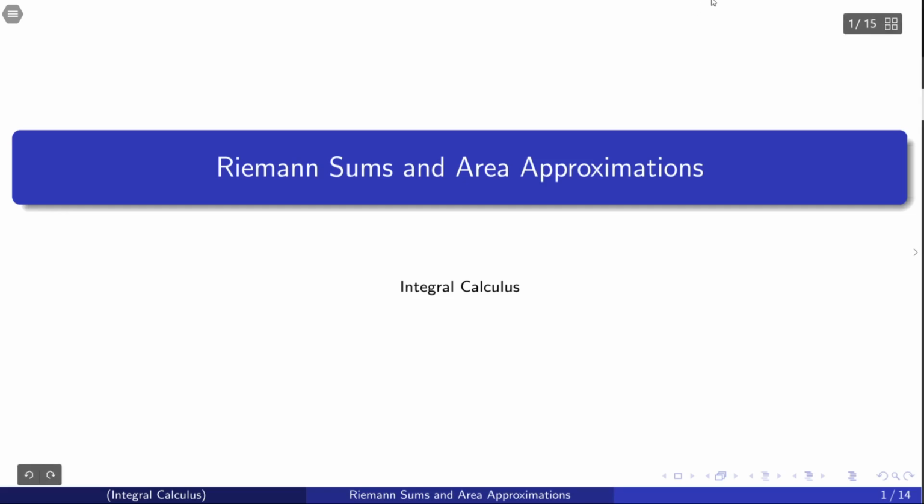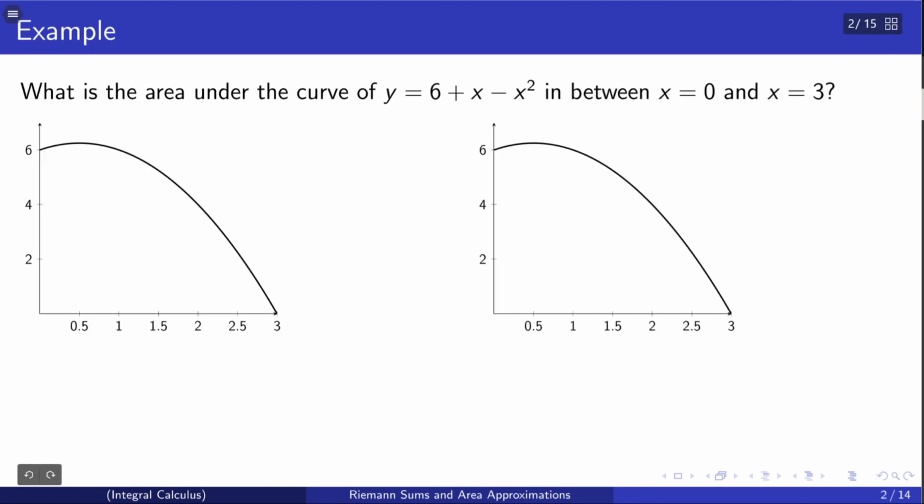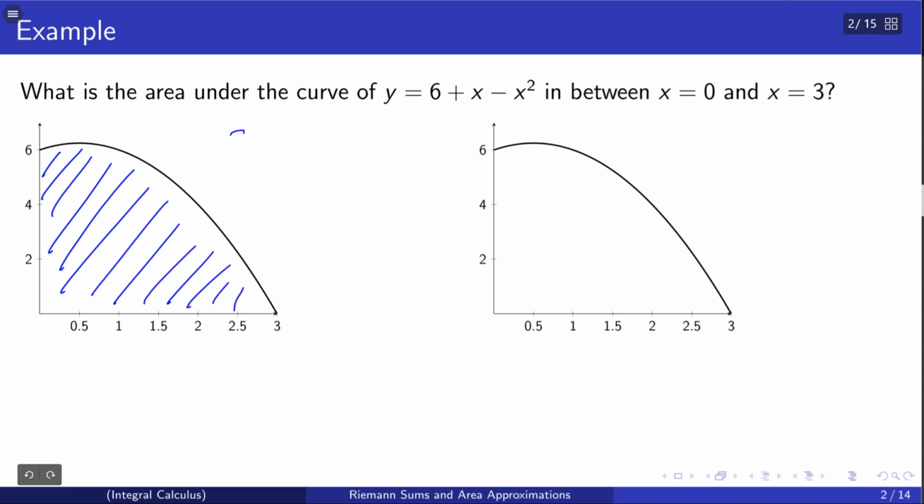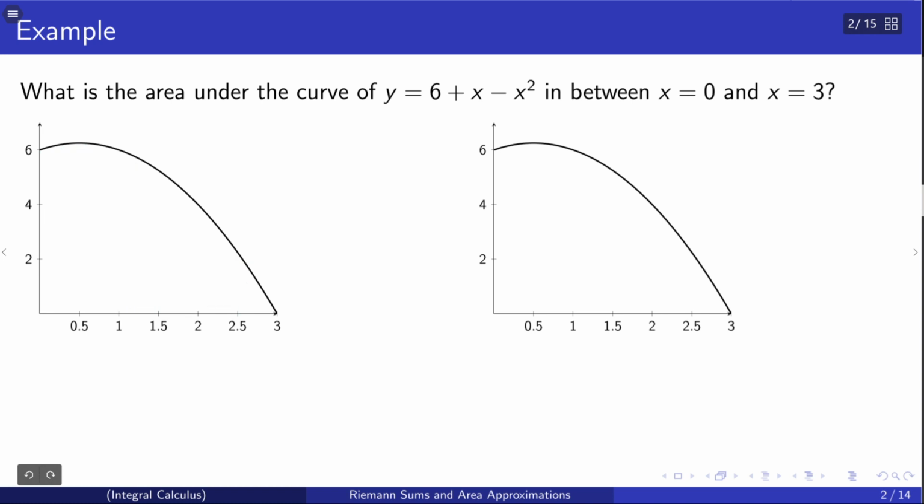Okay, so consider the problem of computing the area under the curve of a function. Our example here is that of y equals 6 plus x minus x squared in between 0 and 3. And so this is the area we're considering here. We want to eventually get at the value for the area, which is exact. But for now, let's think about ways in which we can approximate this area.